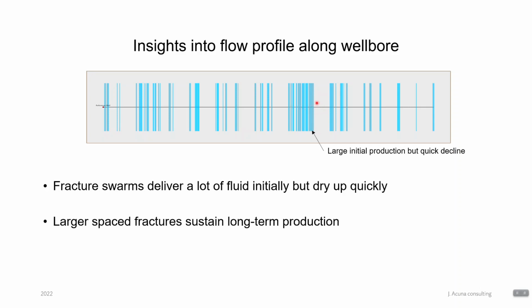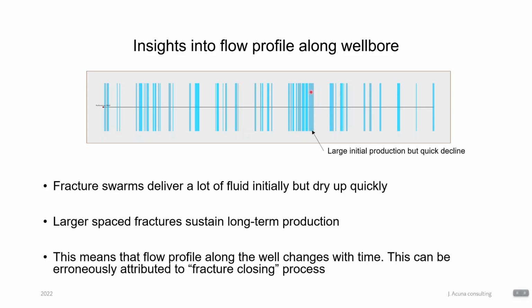initially, but they dry up quickly. So if I come back, let's say 6 months, a year later, what I find is that this doesn't produce anymore. But fractures like this that are kind of isolated keep producing, because at the end, the fractures associated with a larger drainage area are the ones that sustain production. The ones that are closely spaced cannot sustain production because they run out of drainage area.